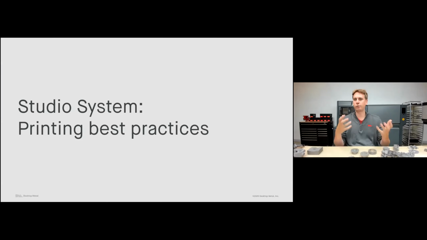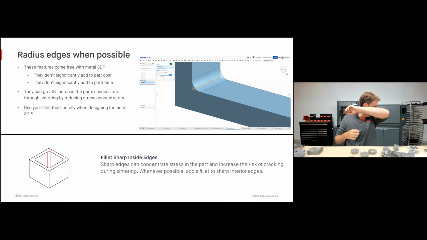So those are kind of design rules, things that you should be ensuring your parts adhere to. But now let's look at some best practices to help you be successful, to help you design better parts for 3D printing. So radiuses. Radius your edges whenever possible.